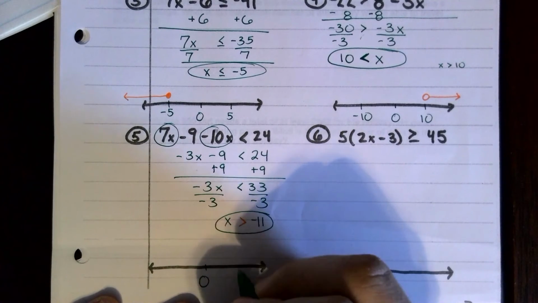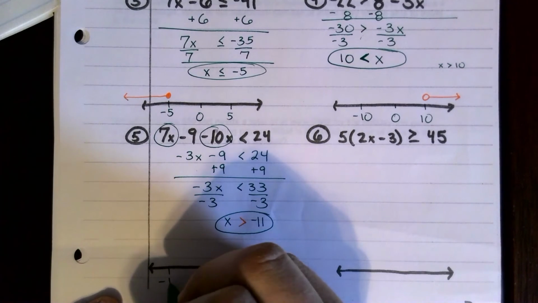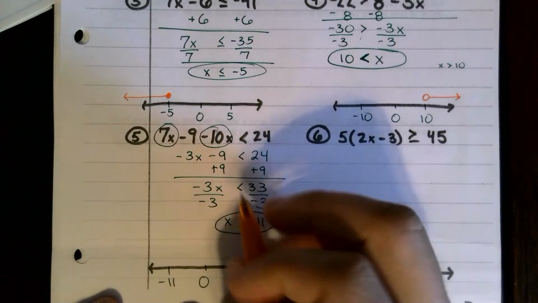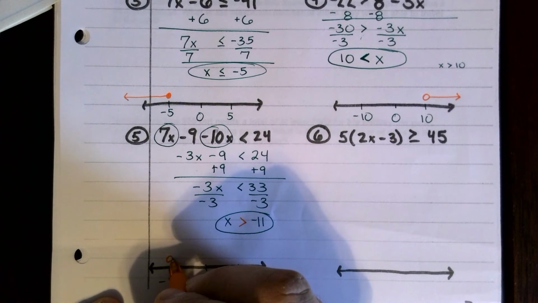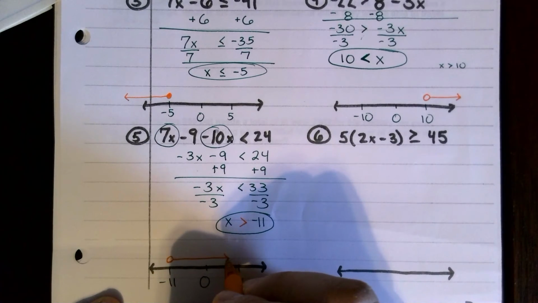So I'm going to count by 11s on my number line. Open circle at negative 11. And x is larger than that, so my answers are going to be the numbers larger than negative 11.